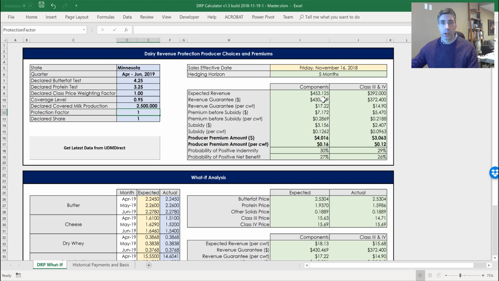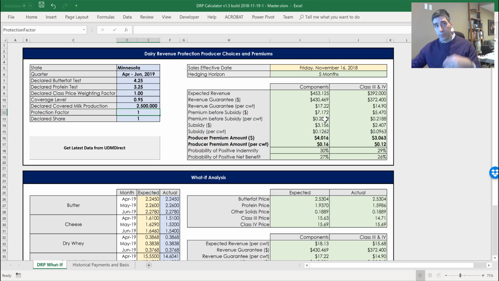Expected revenue, $453,000 under components policy, $392,000 under class 3 policy. Revenue guarantee is the expected revenue times the coverage level percent. So we take the expected revenue, multiply in this case by 95% to get the revenue guarantee. To get the revenue guarantee per hundredweight, we divide this dollar amount by the declared milk production expressed in hundredweights. Premium before subsidy is listed also, as well as premium before subsidy per hundredweight.